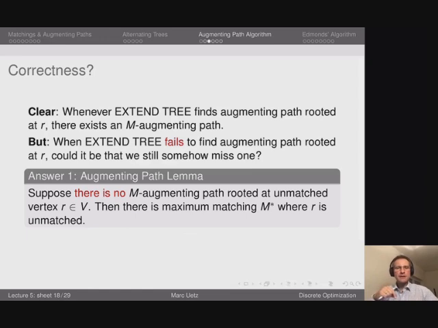So it could still be that there exists such an M augmenting path rooted at an unmatched vertex R, and our algorithm doesn't find it. So this lemma is about the situation where it actually doesn't exist. And the claim is that when it doesn't exist, we can as well skip it. So we are not blocked in some way by the matching that we have pre-computed in earlier iterations. Let us look at the proof of this augmenting path lemma first.